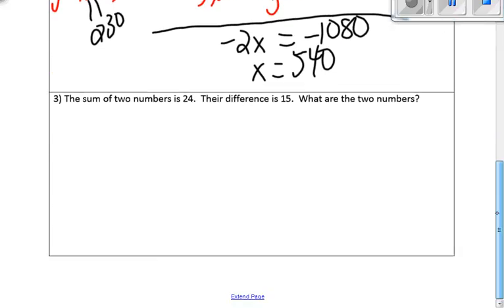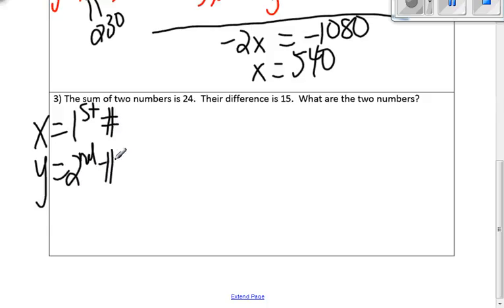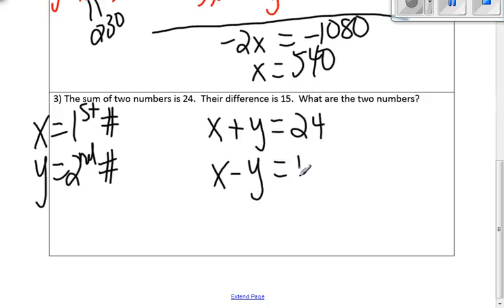All right, number 3. The sum of 2 numbers is 24. Their difference is 15. What are the 2 numbers? So x is the first number. Y is the second number. You could use anything you want. You don't have to use x and y, but you guys just keep choosing x and y, so that's why I'm doing it. Sum of them is 24.